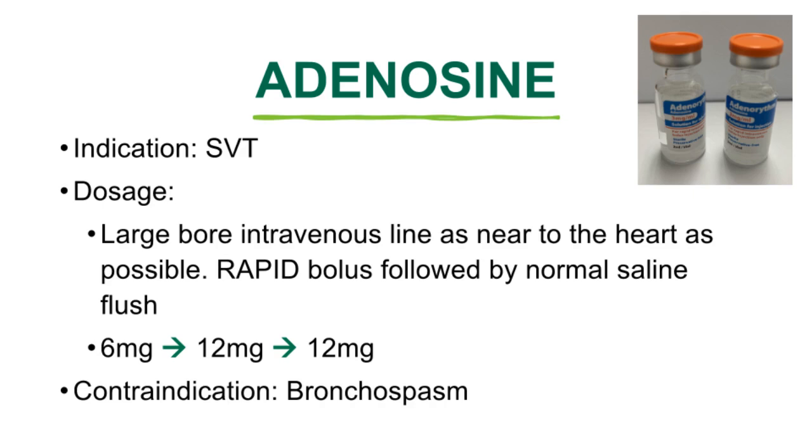The first dose of adenosine should be 6 mg administered over 1 to 3 seconds. If the rhythm does not convert out of SVT within 1 to 2 minutes, a second 12 mg dose may be given. This 12 mg dose may be repeated a second time if required. Please note that adenosine is strongly contraindicated in patients with bronchospasm such as bronchial asthma.